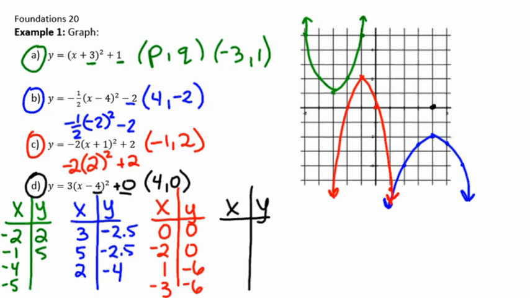Table of values. Some predictions ahead of time. My a values are positive. This one should be opening up. It's a 3, so it should be even narrower than my red one. And our vertex is at 4 and 0. So again, picking some points around 4.